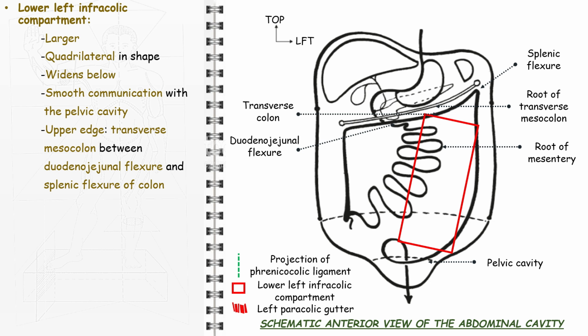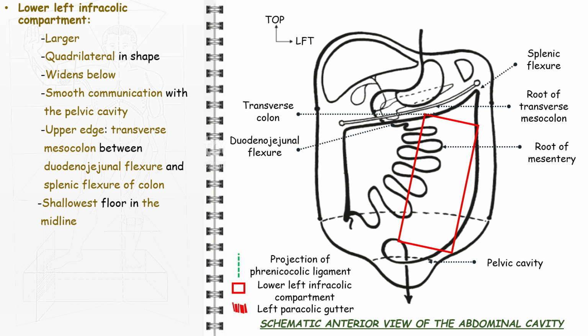The floor is shallowest in the midline, for the forward prominence of the lumbar vertebrae is here enhanced by the overlying aorta and inferior vena cava. Over the promontory of the sacrum, the peritoneal floor dips down in a bold sweep to line the pelvic cavity.